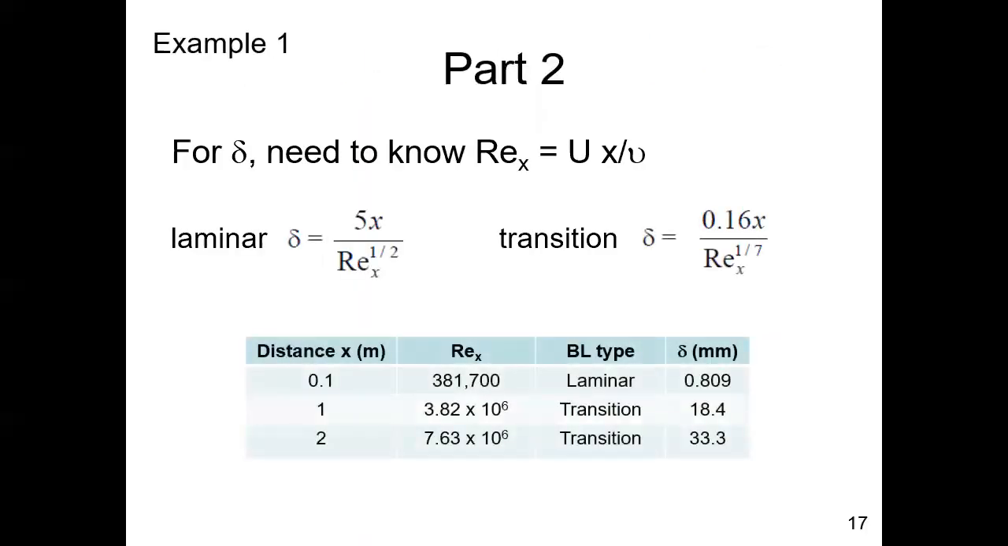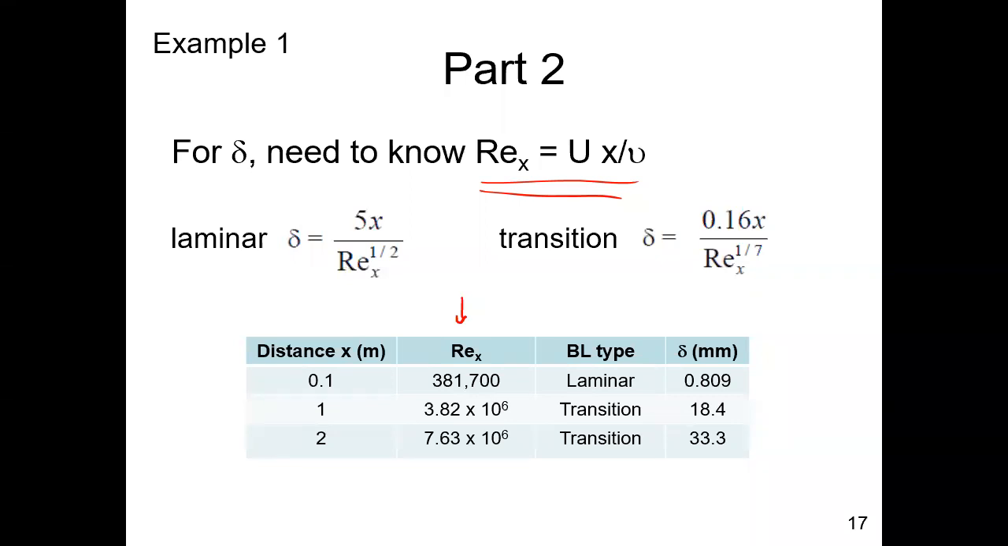On your handout for today, the first column is the distance. These are the 3 distances you were requested to calculate the thickness of the boundary layer. In the second column, the first thing we do is calculate the boundary Reynolds number at each of those locations. Again, the boundary Reynolds number is at the top of this slide. The free stream velocity we know, 5 meters per second, and the kinematic viscosity of water we know. So we put x into that equation.